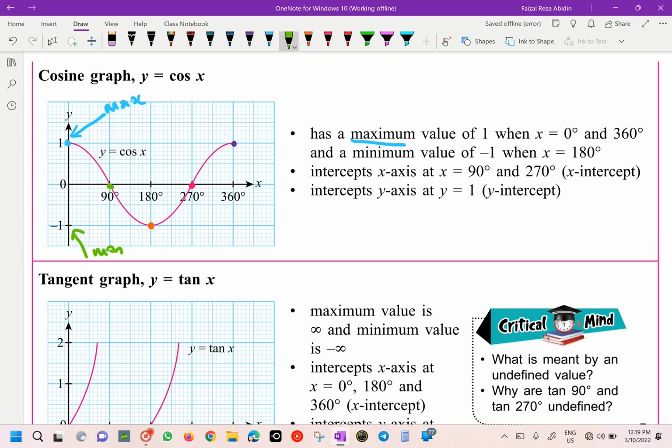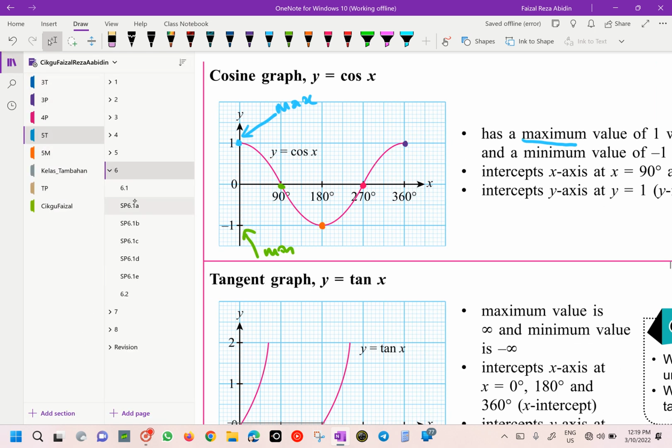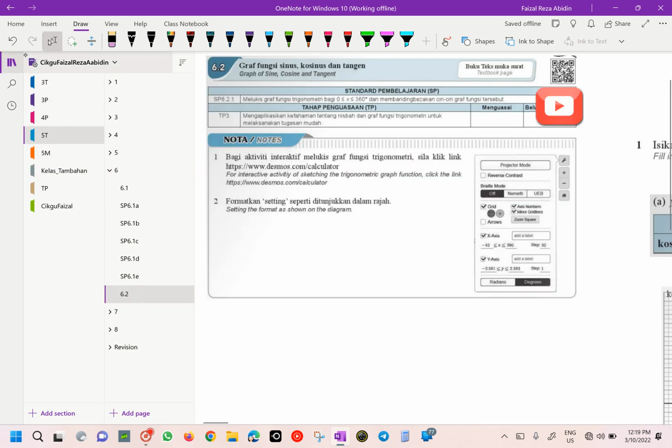For 90 degree and also 270 degree. And y-intercept at where? At y equals 1. Okay? Okay, now we are going to proceed to our Nilam book. Okay, 6.2.